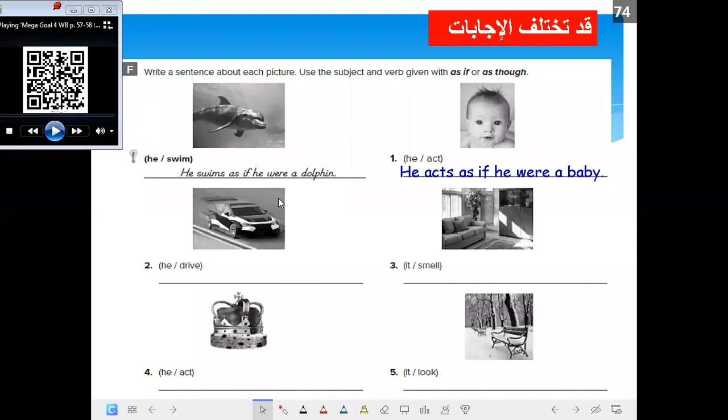طيب now I want another one to give me a sentence for number 2. يا ريت حد كده بقى يدينا إجابة أو جملة لرقم 2، زي زملائكم او زي زميلكم يوسف.